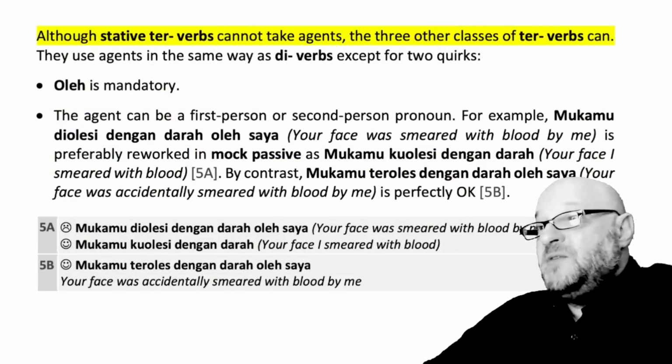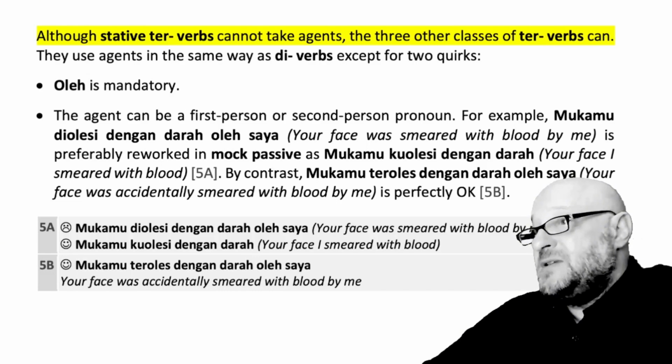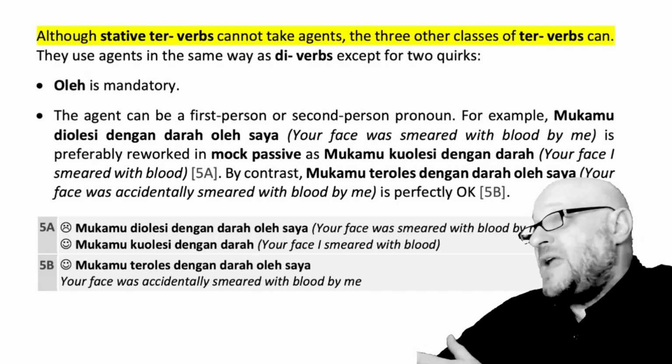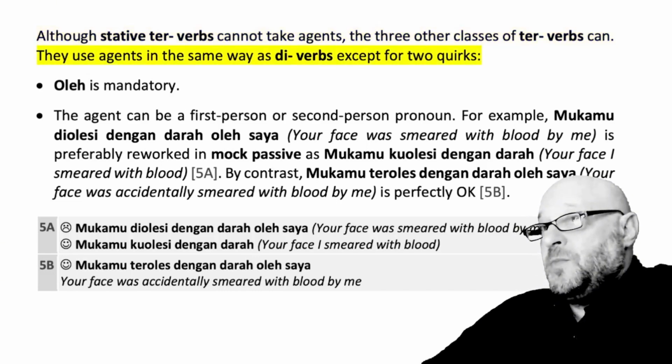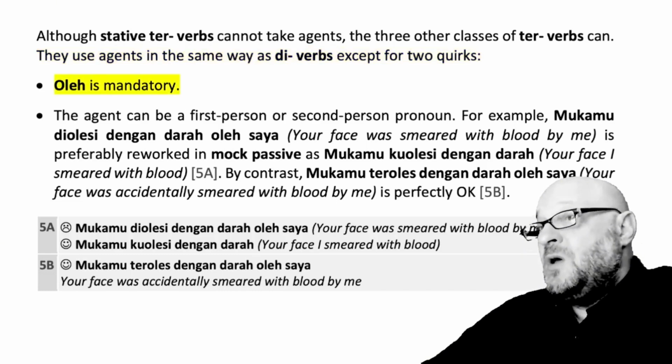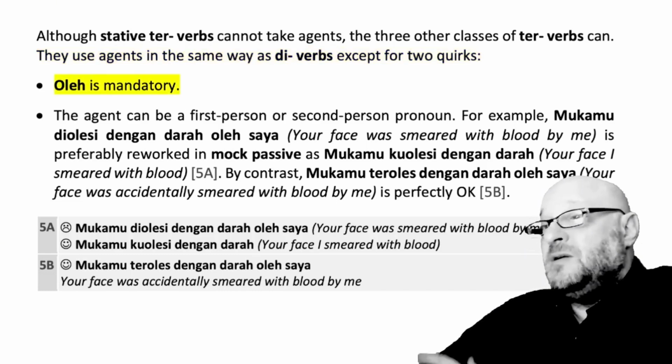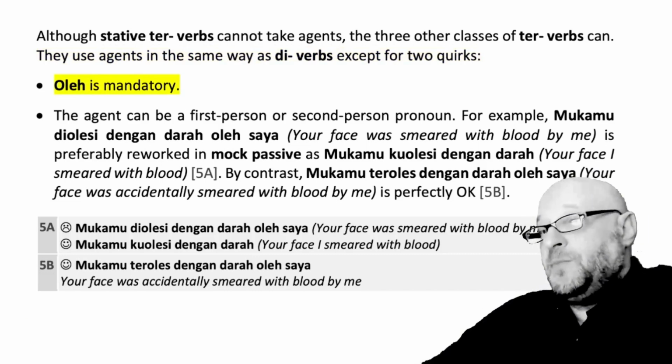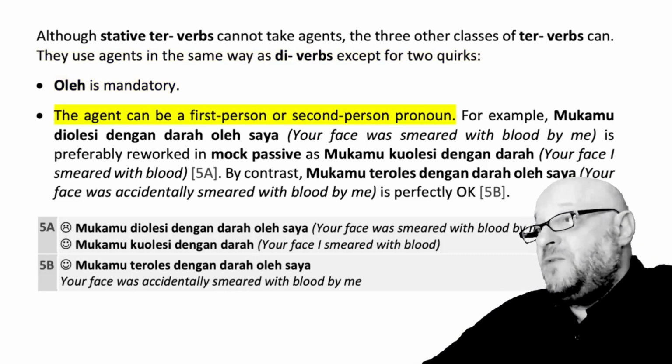Although stative verbs cannot take agents, the three other classes of ter- verbs can. They use agents in the same way as di- verbs, except for two quirks. Oleh is mandatory, probably for clarity. The agent can be a first-person or second-person pronoun.